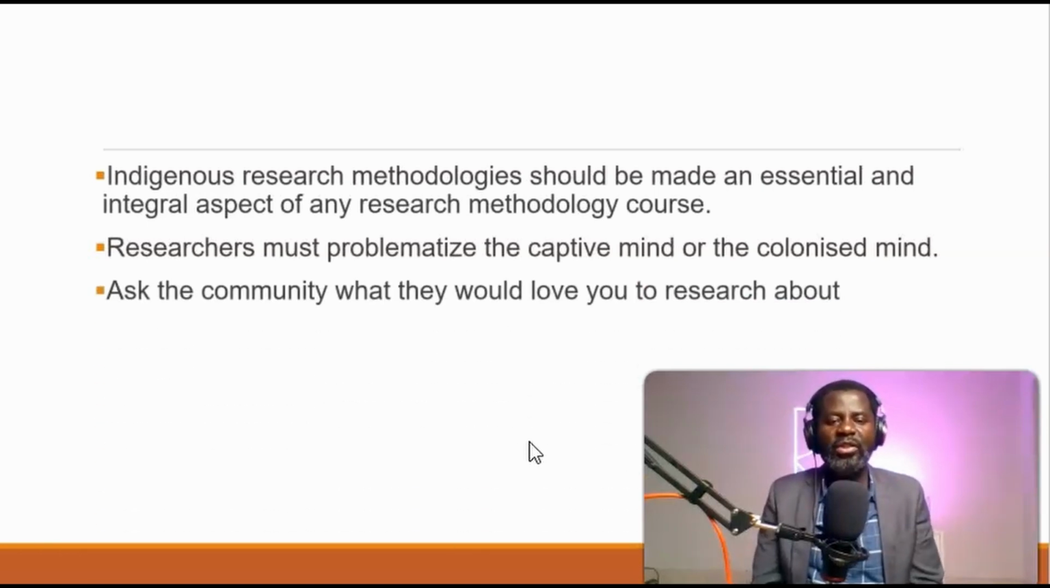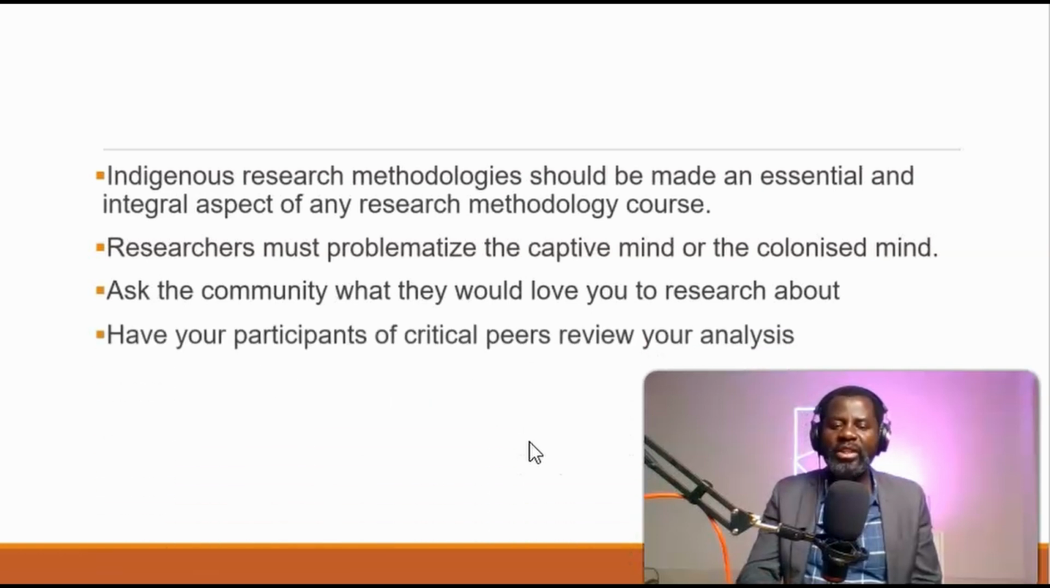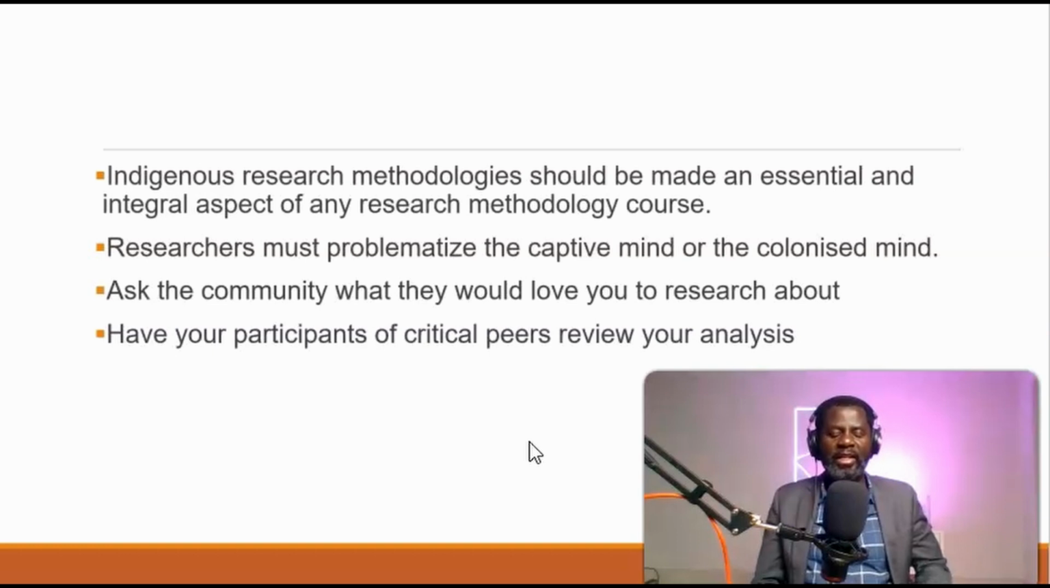We need to ask the community what they would love us to research about. Sometimes we just conduct research in order to fulfill certain requirements or in order to get funding. We need to ask the people among which the research is being conducted so that we know what we really need to focus on. And we need to have critical peers to review our analysis, and we mean Indigenous people to review our peers so that they counter check the facts.